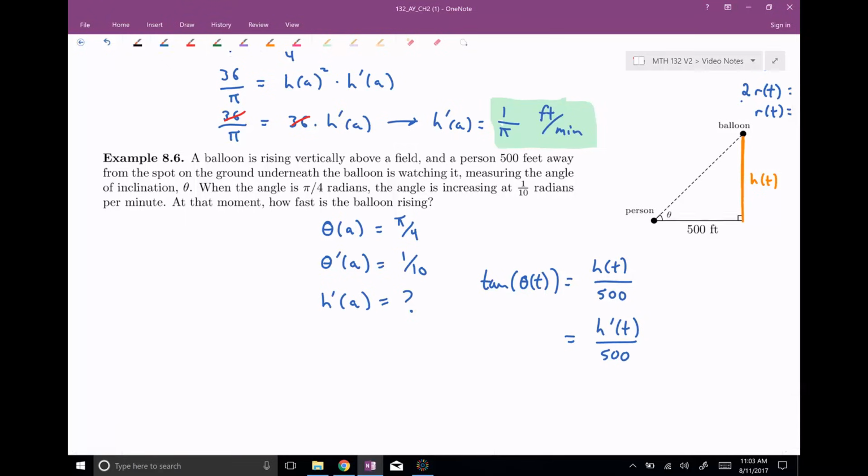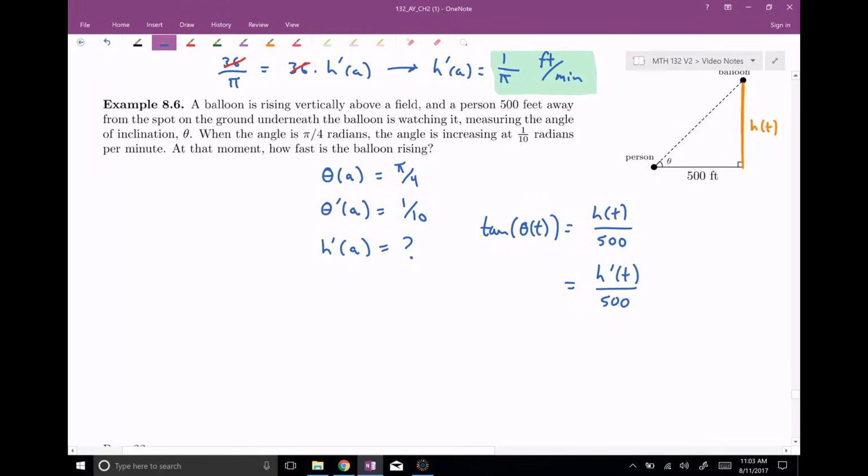Okay, on the left-hand side, I have the derivative of tangent. Well, that's going to be secant squared. Leave the inside alone, multiply by the derivative of the inside. The derivative of the inside is theta prime of t. So that's the chain rule there. Now I'm interested in a very particular instant of time, so I'm going to plug in a everywhere I see a t. So this is going to be secant squared of theta of a, times theta prime of a, is equal to h prime of a divided by 500.